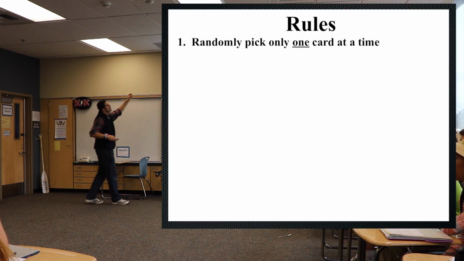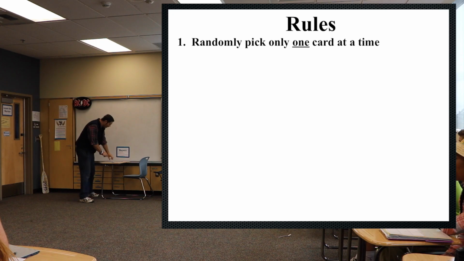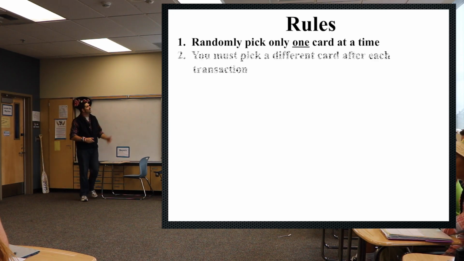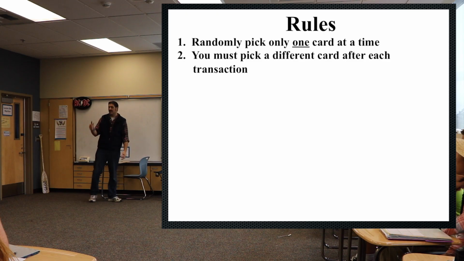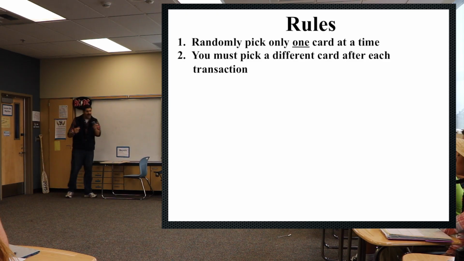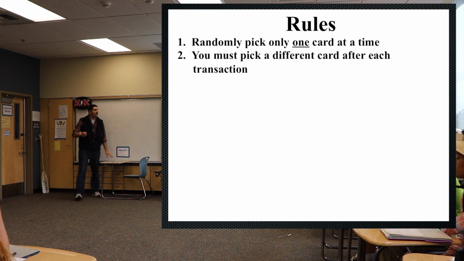Next thing, the rules: randomly pick one card at a time. Please don't look through the cards and try to pick the best one for you. Another one is you must pick a different card after each transaction. If you have a 10 as a buyer, it's good to have a 10. You want to have the highest price willingness to pay. But like I said, don't look through them all, and then don't have a 10 and be like, okay, put that one back, and then grab your 10 again. You know what I'm saying? Put it in, grab another one at random.